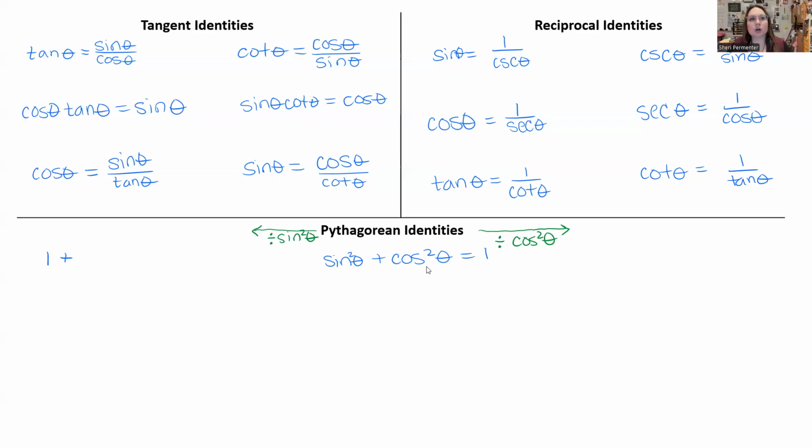plus, what's cosine divided by sine? Cosine divided by sine. Cotangent. Plus cotangent squared equals, what's 1 divided by sine squared? Cosecant.